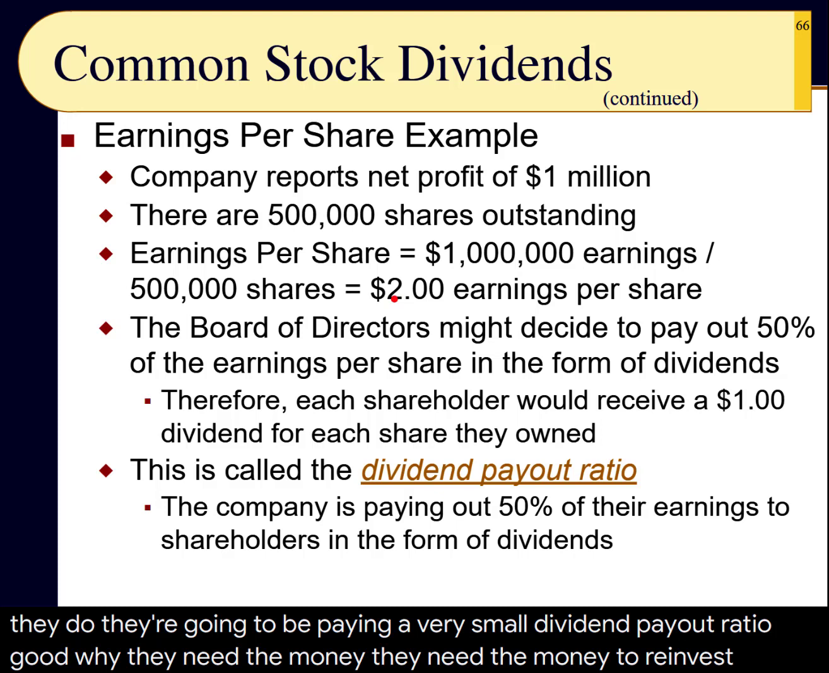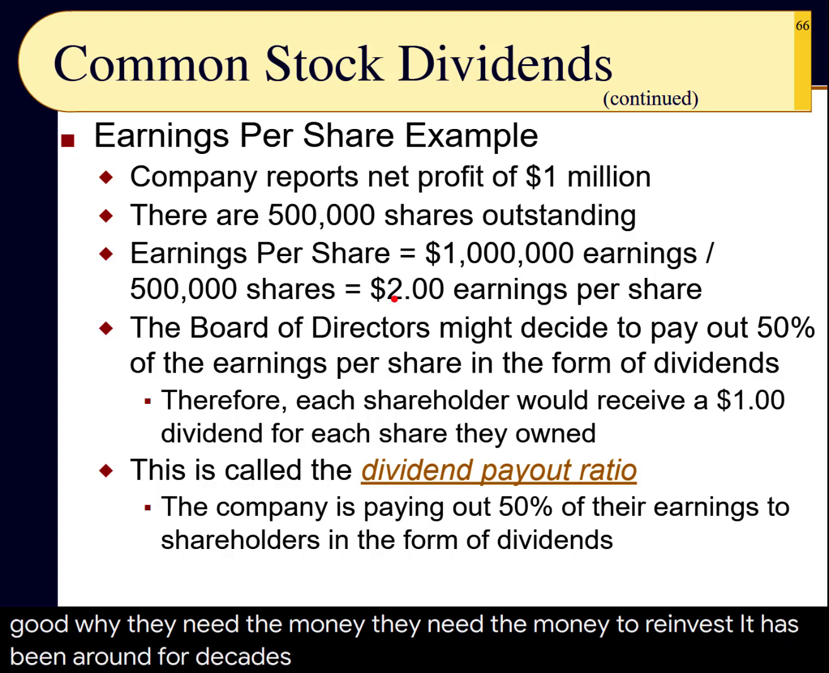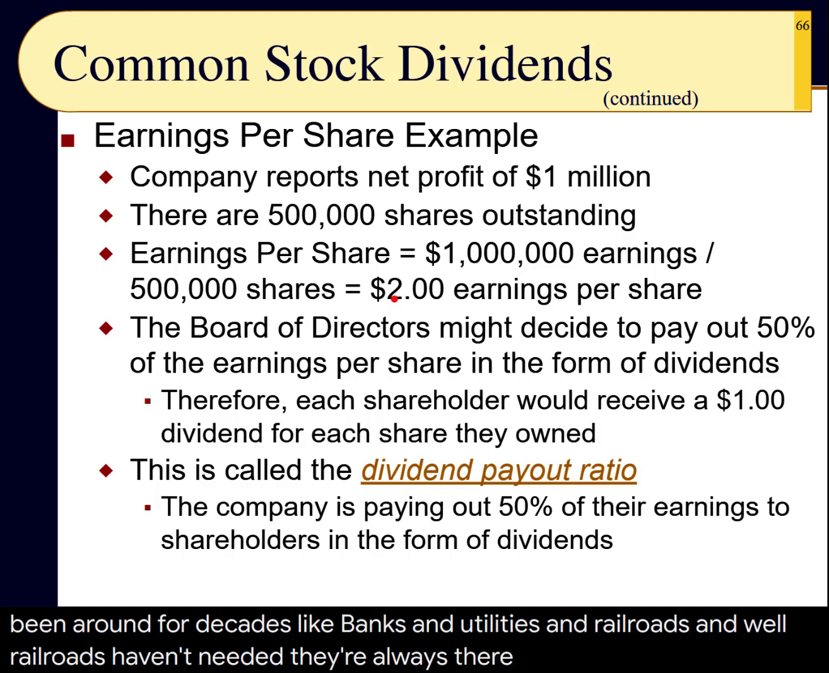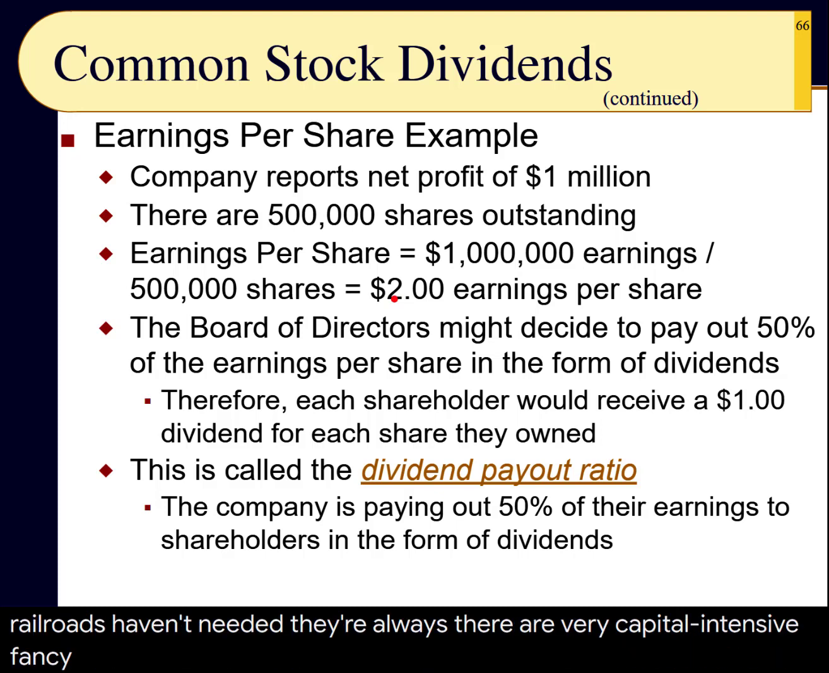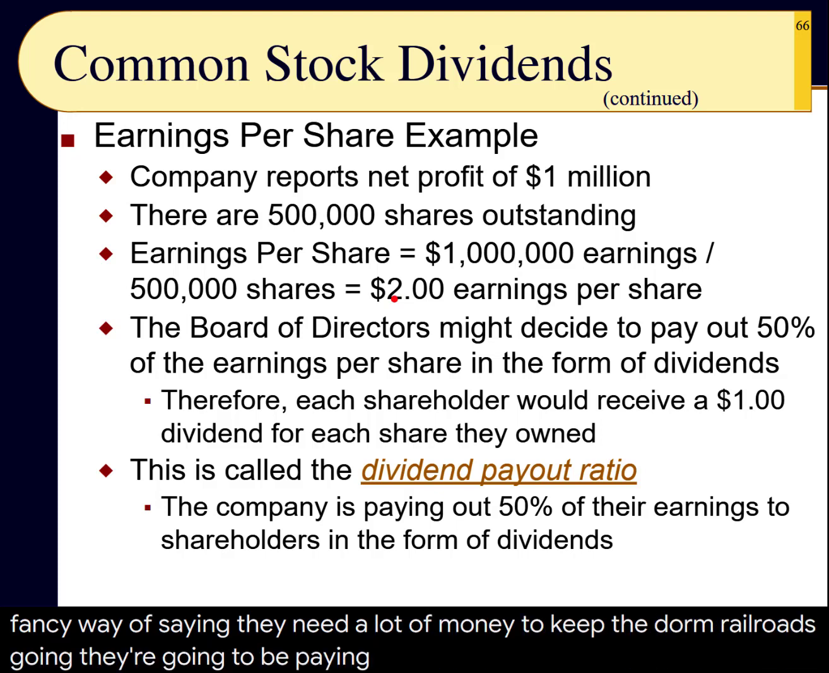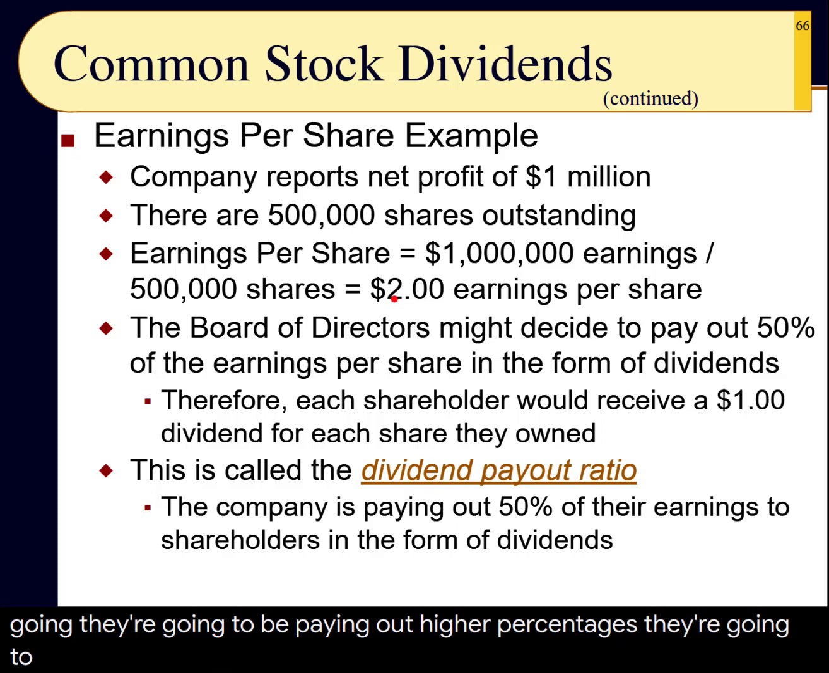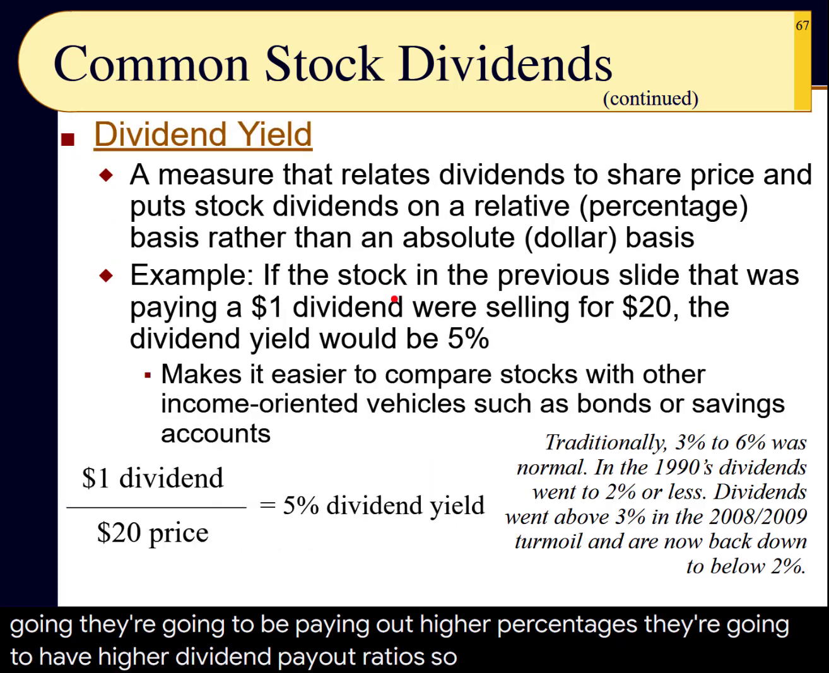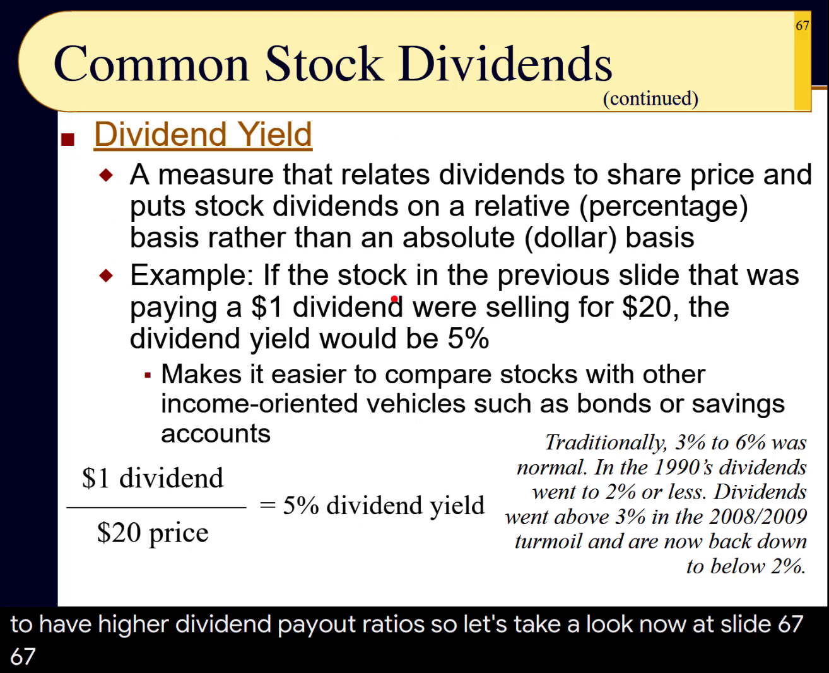Companies that are large and have been around for decades, like banks and utilities and railroads, and well, railroads haven't. They're very capital intensive, a fancy way of saying they need a lot of money to keep the darn railroads going. They're going to be paying out higher percentages. They're going to have higher dividend payout ratios. So let's take a look now at slide 67 and look at the dividend yield.